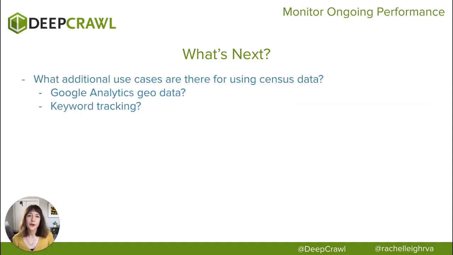All right, so I would encourage you not to stop there. This is just barely scratching the surface of what you can do with census data. Think about additional use cases for it. Can you use it with Google Analytics geodata? Can you use it with keyword tracking? The census data also has metropolitan area data, so maybe you could set up metro information instead. I think there are so many different use cases for this, especially with the Google Maps integration for Google Data Studio these days. If you're using census data in a really cool way, please let me know. I'd love to hear about it or work alongside you on it.